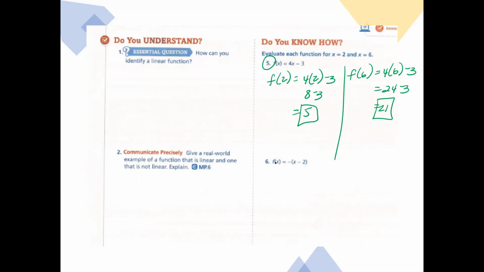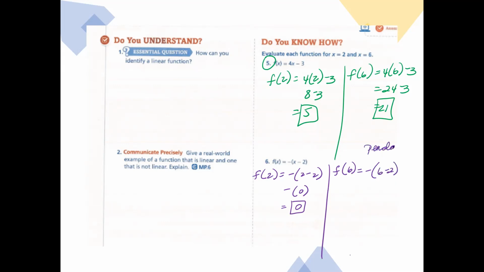I'm going to go over number 6 with you guys. So let's try the first one. When x is 2, you have a 2 minus a 2 inside the parentheses, which is a 0. A negative 0 is still a 0. So that is your first answer. My second answer is going to be with x is 6. Well, this one you're going to have to do PEMDAS. Remember, parentheses come first. 6 minus 2 is a 4. So my answer is a negative 4.